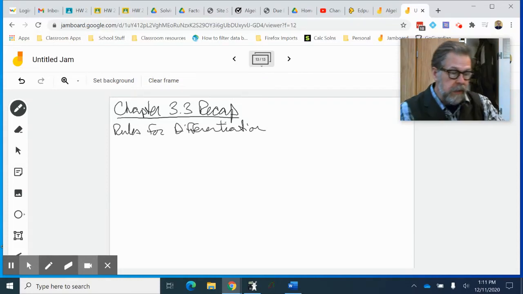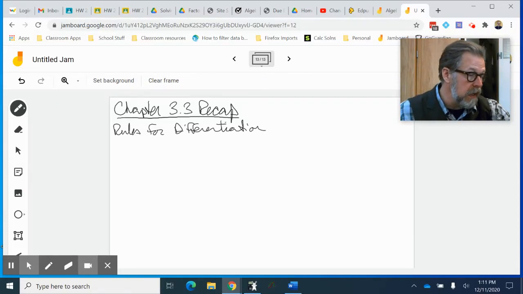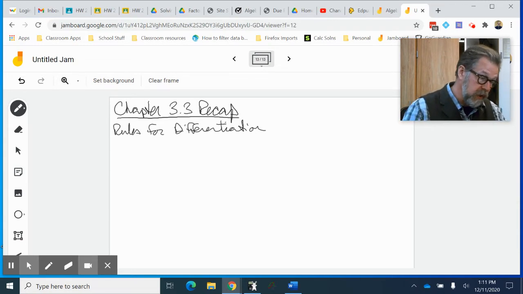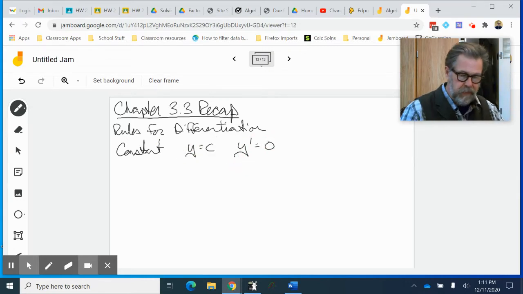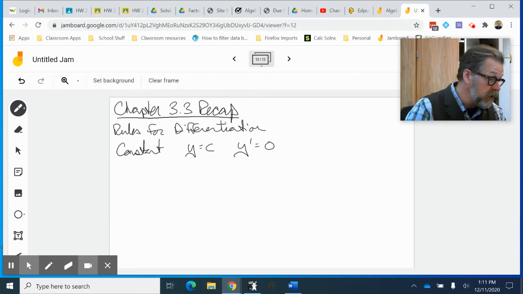All right, quick recap. What do you need to know about rules for differentiation? Guys, there's the constant function rule. If y equals a constant, then the derivative is 0. Constants don't have a rate of change. There is the constant multiplier rule.